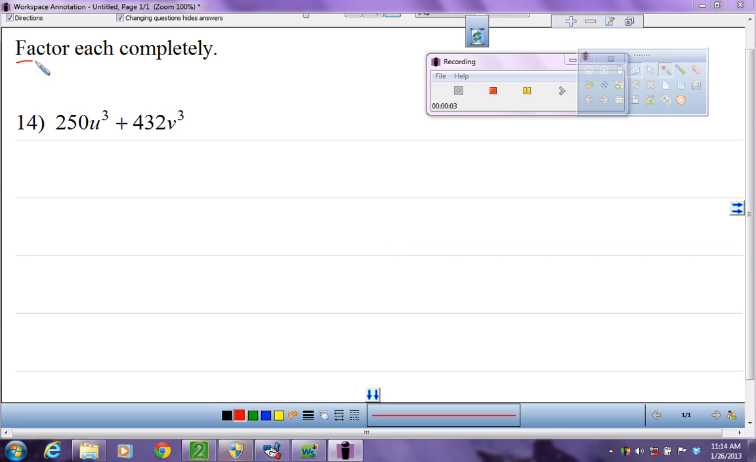Here we're going to factor this. Now if you notice, I see a u cubed, to the third power, and a v to the third power. So more than likely this one is going to be the sum of two cubes. And if you remember, you need to separate this into its three equal parts. This one as well into its three equal parts.